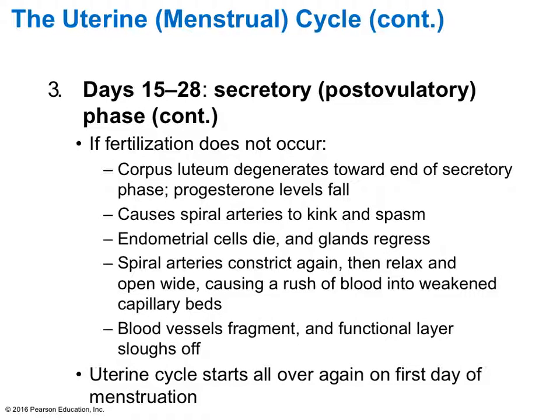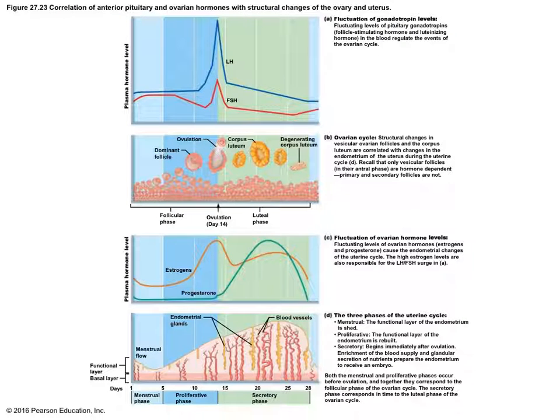Then if there is no fertilization, again the corpus luteum is going to degenerate so that there's no more progesterone being produced. This is going to cause the endometrium to go through a series of changes where it's going to slough off the functional layer, stratum functionalis sheds. And then we start all over again with day 1 of the uterine cycle. Menstruation has begun.